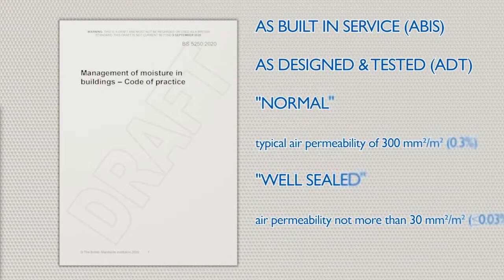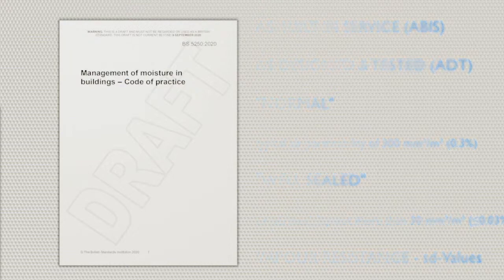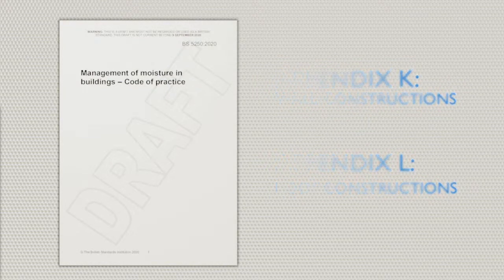The new draft also adds more detail regarding the airtightness of ceilings, with definitions for both normal and well sealed. While this definition and its related requirements were in the 2011 edition, the specifics were contained within the separate BS 9250 rather than included directly. Specifically related to membranes, all performance characteristics are quoted primarily in SD values rather than the older vapor resistance figures, and some of the definitions have been expanded and clarified from the previous drafts. The principal changes where membranes are concerned, however, are in the appendices detailing wall and roof constructions.